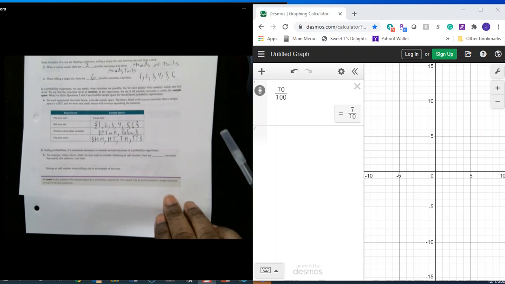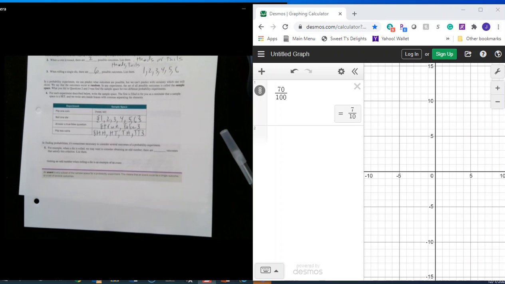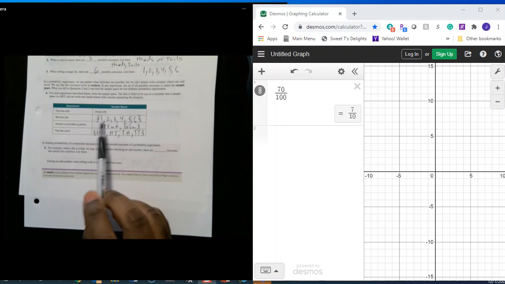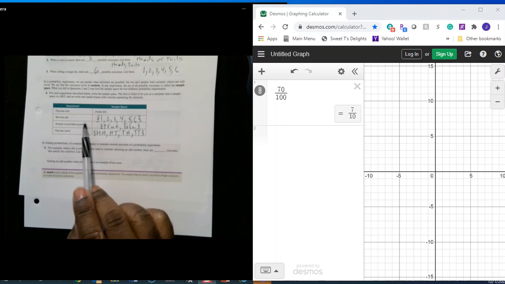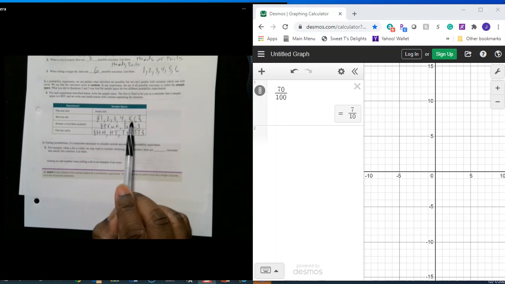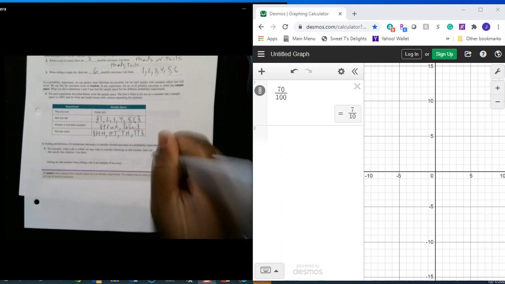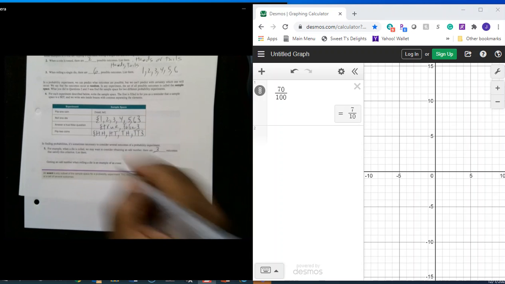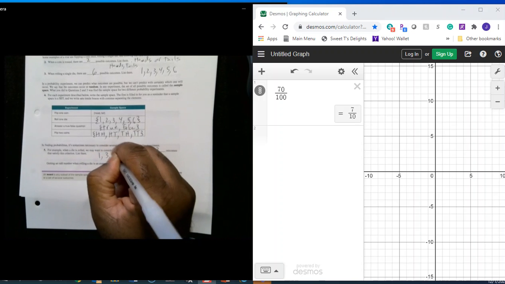Now, in finding probabilities, it's sometimes necessary to consider several outcomes of a probability experiment. For example, when a die is rolled, we may want to consider obtaining an odd number. There are blank outcomes that satisfy this criterion. List them. Now, if we look back up here, the odd numbers when rolling a die are 1, 3, and 5. There's only 3 of them. So it's 3 outcomes, and they ask us to list them, which would be 1, 3, and 5.